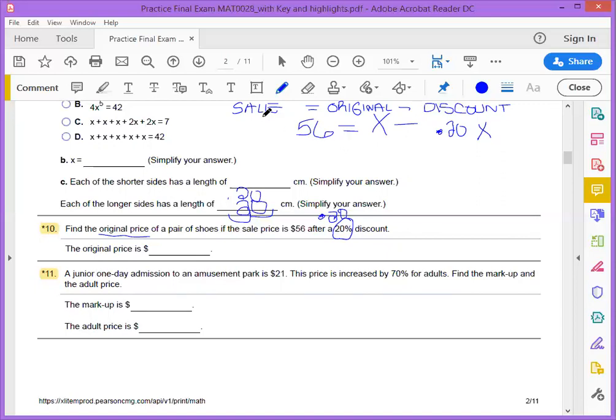All right, and we have our sale price given to us. We don't know the original price, so we put x for the original price. The discount, we get that by multiplying our percent off as a decimal times the original price, so 0.20x. Now you want to look at this x as being a 1x. So 1x minus 0.20x gives me 0.80x equals 56. And to solve this equation, we would divide both sides of the equation by 0.80.